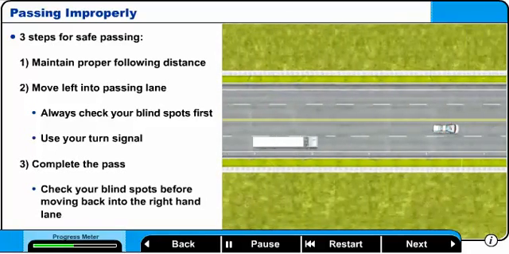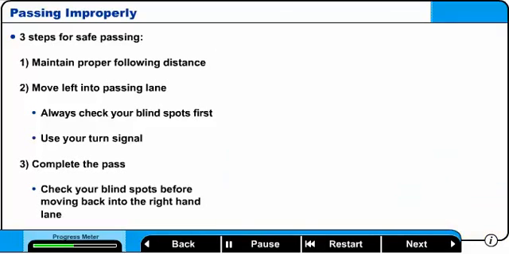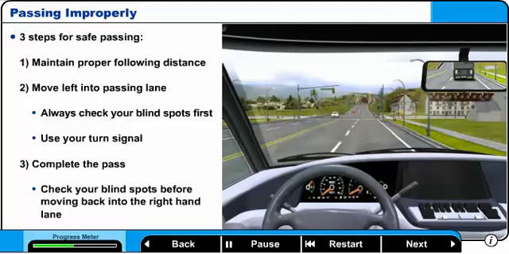How do you know it's safe to move back into the right lane? When you can look into your rear-view mirror and see pavement between the trunk of your car and the car you just passed. Remember to signal again when returning to your original lane.